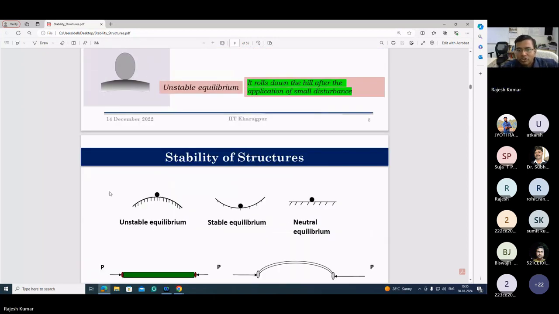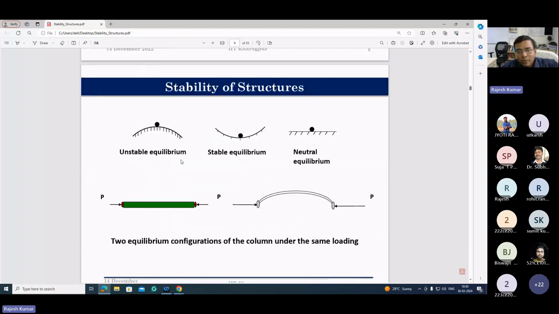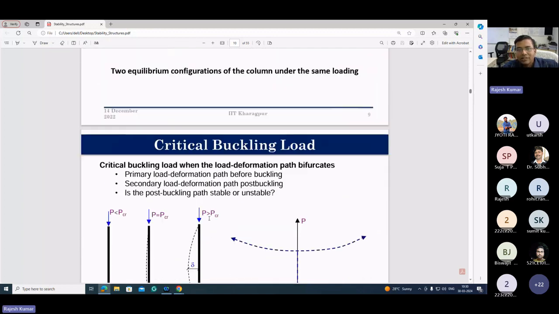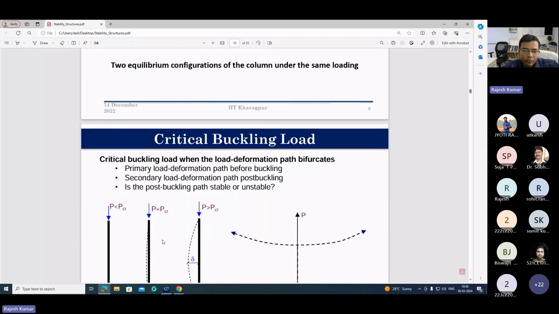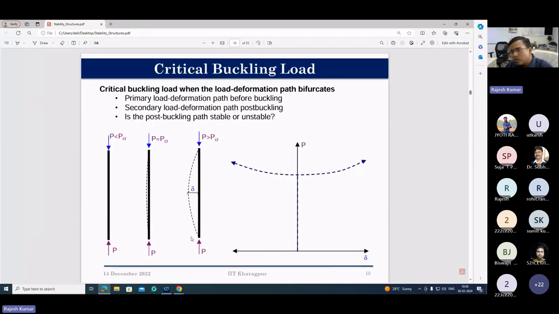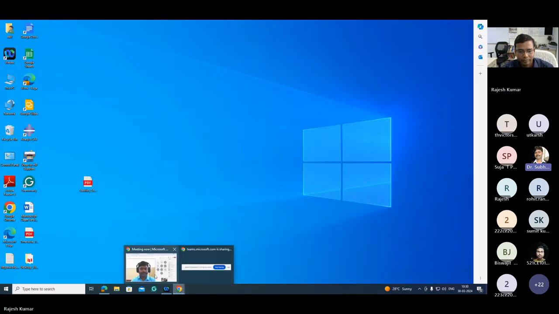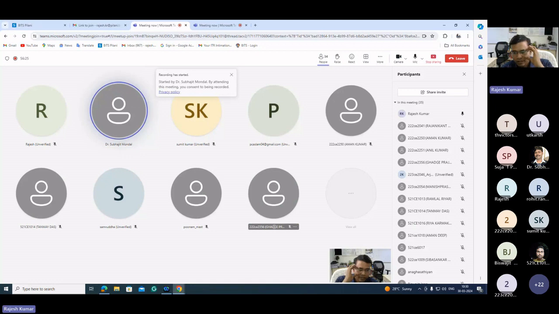Now this column example you can relate with this one. Stability of structures: the unstable equilibrium is the right side, the stable equilibrium the left one, and the neutral equilibrium the middle one. So this example you can relate with the column examples. Is it clear to everyone what stability is? I hope I explained it very clearly. Okay, so what is stability?